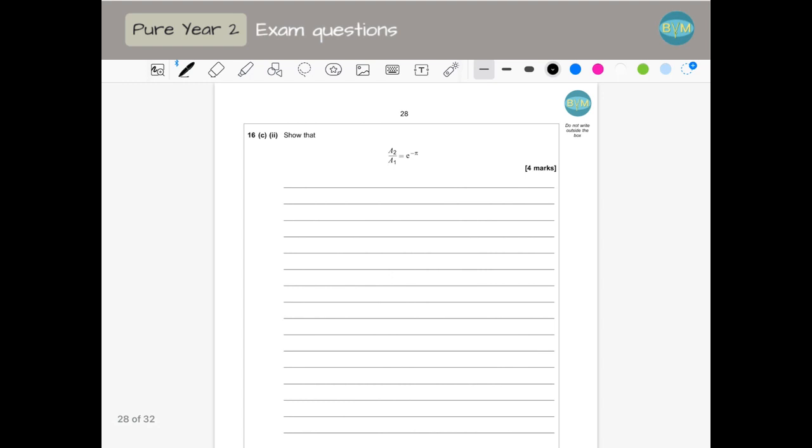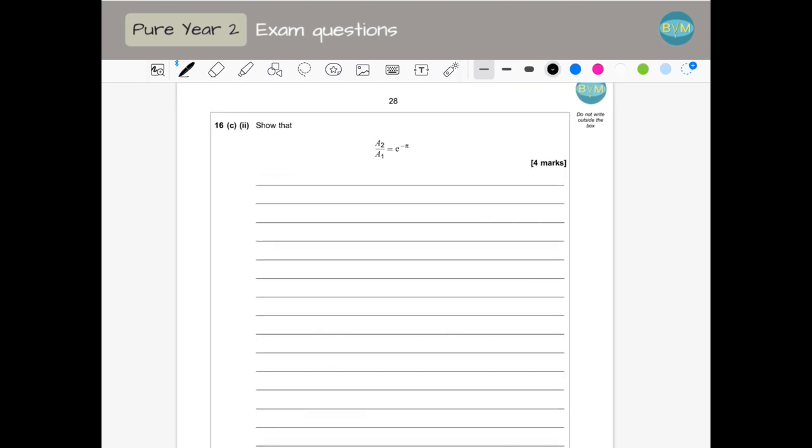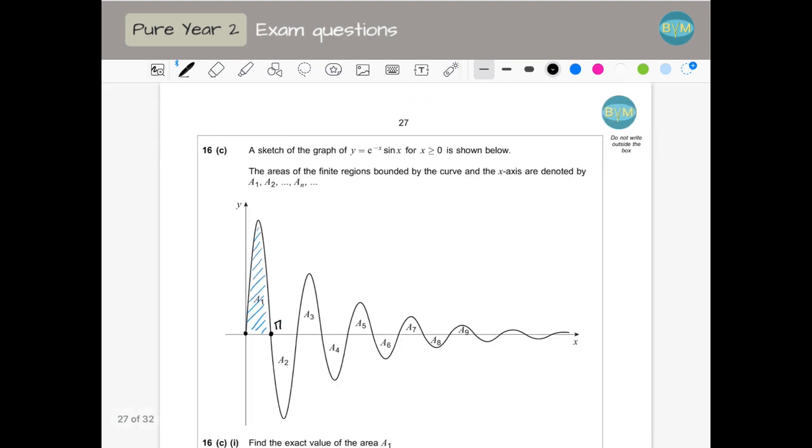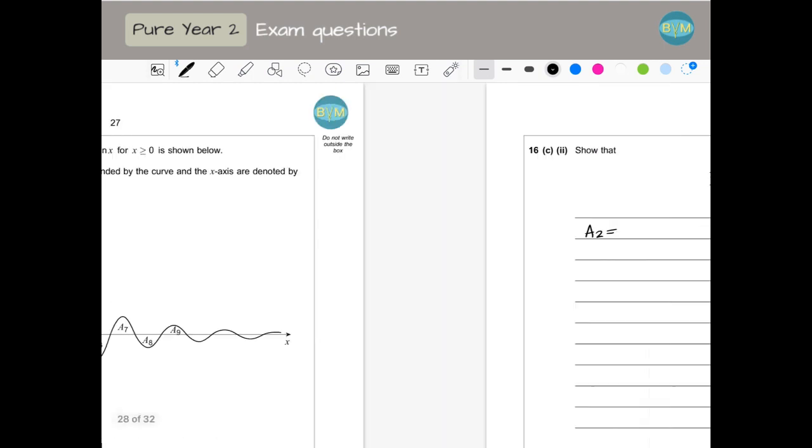Next thing they ask is show that A2 divided by A1 is e to the power of minus pi. So for finding that quotient, we have to find A2. A2 is the next area, this area here. So we are going to find A2, again integrating the function between pi and the next value that gives us sine x equal to 0. That is 2 pi. Yes? So we are going to integrate the function between pi and 2 pi.